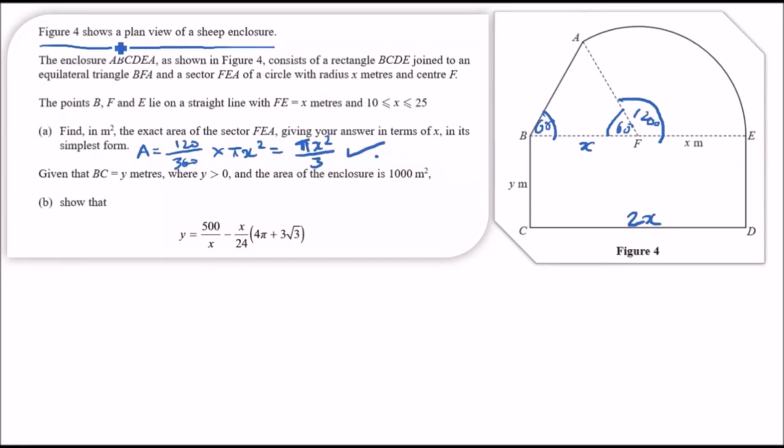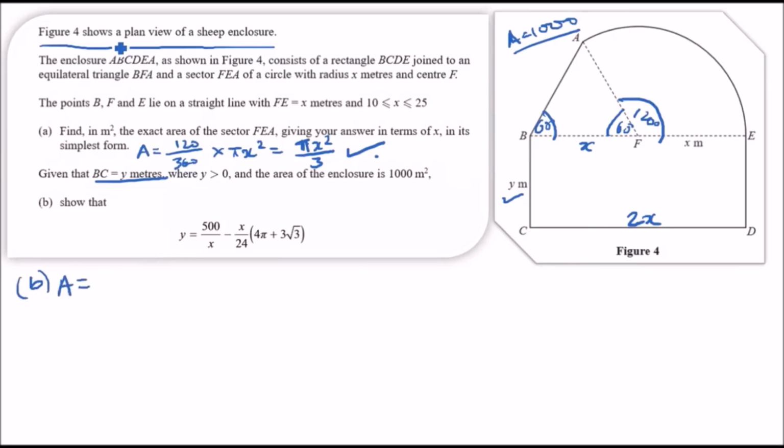Part A was easy. Now for part B, given that BC equals y meters, which we've established, and the area of the enclosure is 1,000 meters squared, show that you can get this expression. Well, I think this is quite straightforward, so let's have a crack at this, guys.